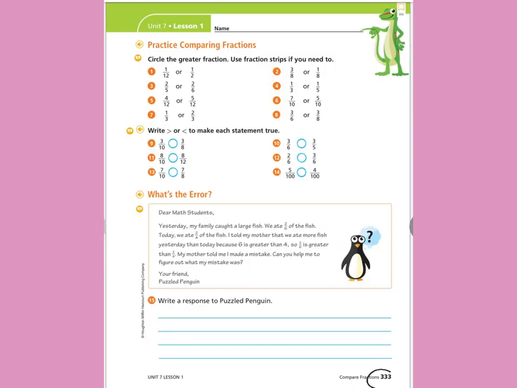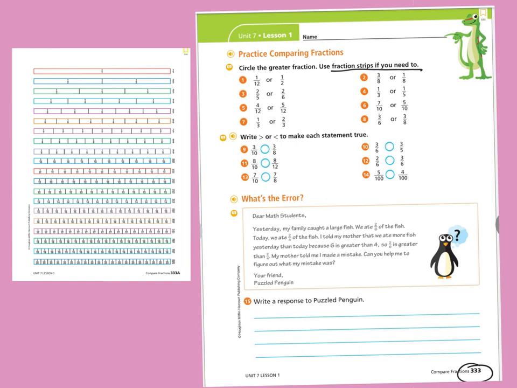Next, we're going to move on to page 333 in your math workbook. It says, circle the greater fraction. Use the fraction strips if you need to. All right, so I have our fraction strips on the left. We're comparing 1/12 and 1/2. Which one is greater? The bigger fraction is the one that we're going to circle. 1/2 or 1/12. 1/2 is bigger.